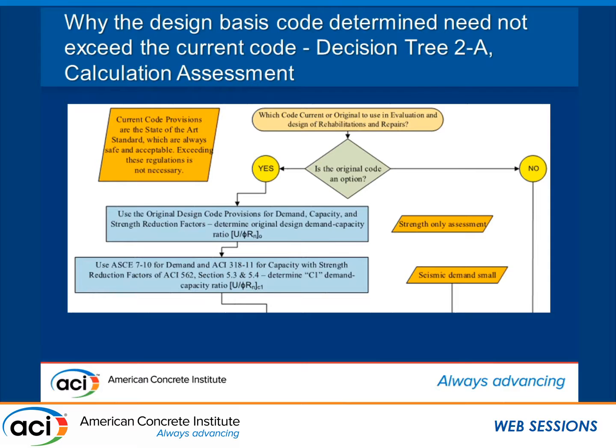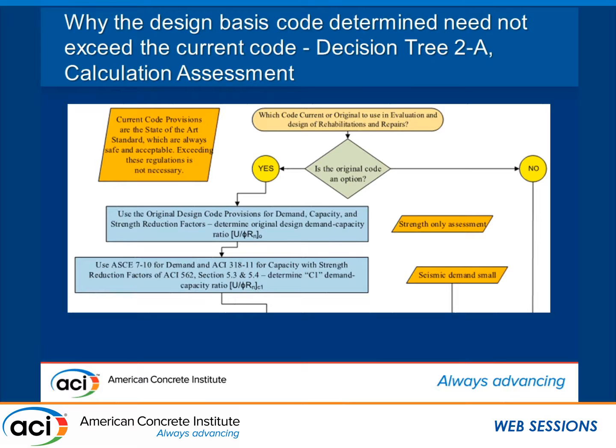The note in the orange box up above is: current building code provisions are the state of the art. They're the standard, which are always safe and acceptable. Exceeding these regulations is never necessary. May be prudent, but it's never absolutely necessary.